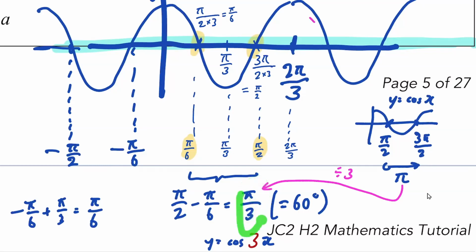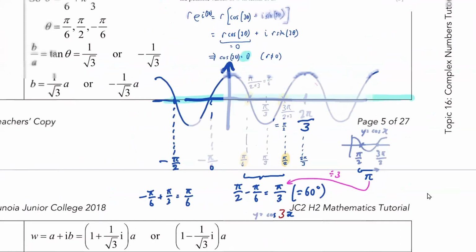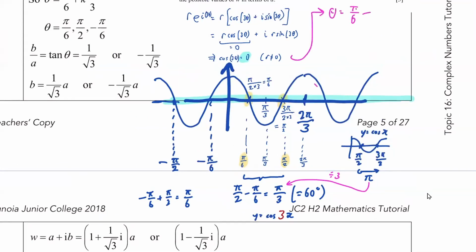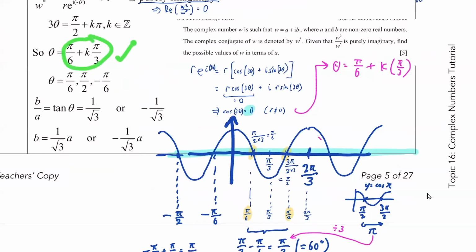So what do we do with this pi by 3? We have to multiply by K. So you start with pi by 6, then plus K pi over 3. K times pi by 3. Exactly. That's exactly what they have over here. Understand now? Okay, good.